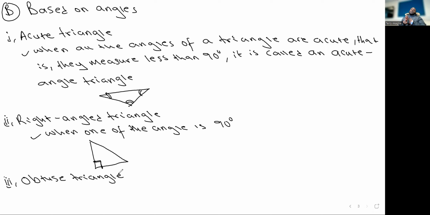Obtuse triangle. An obtuse triangle is when one of the angles of the triangle is an obtuse angle. From the word obtuse, when one of the angles is an obtuse angle, that means one of the angle measures more than 90 degrees.